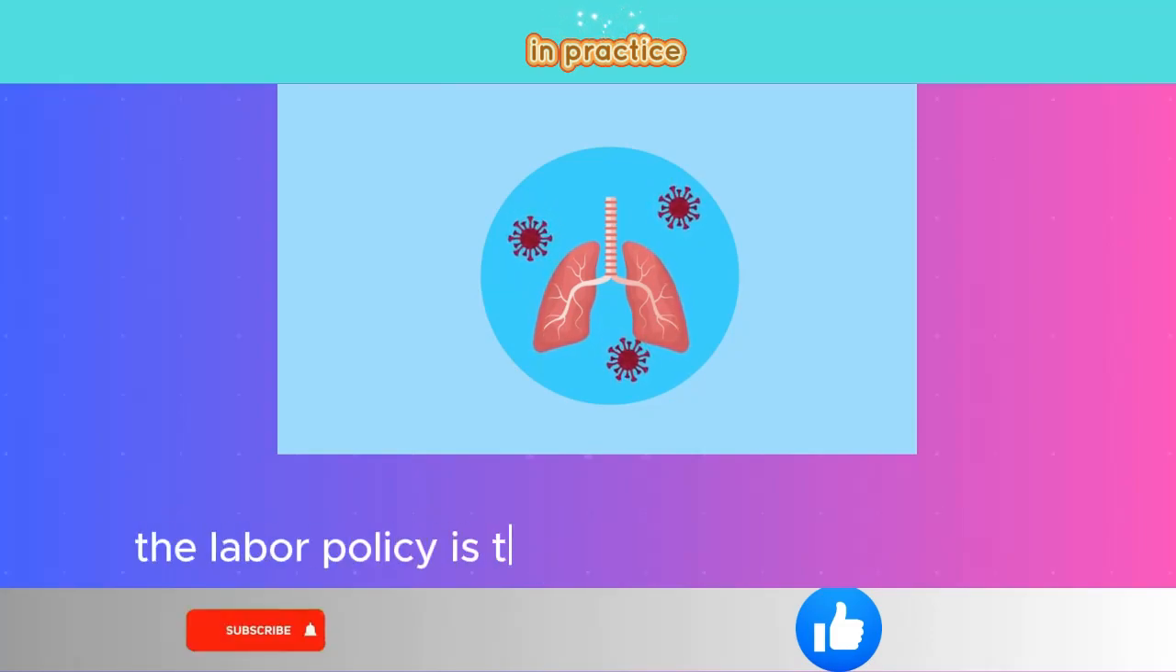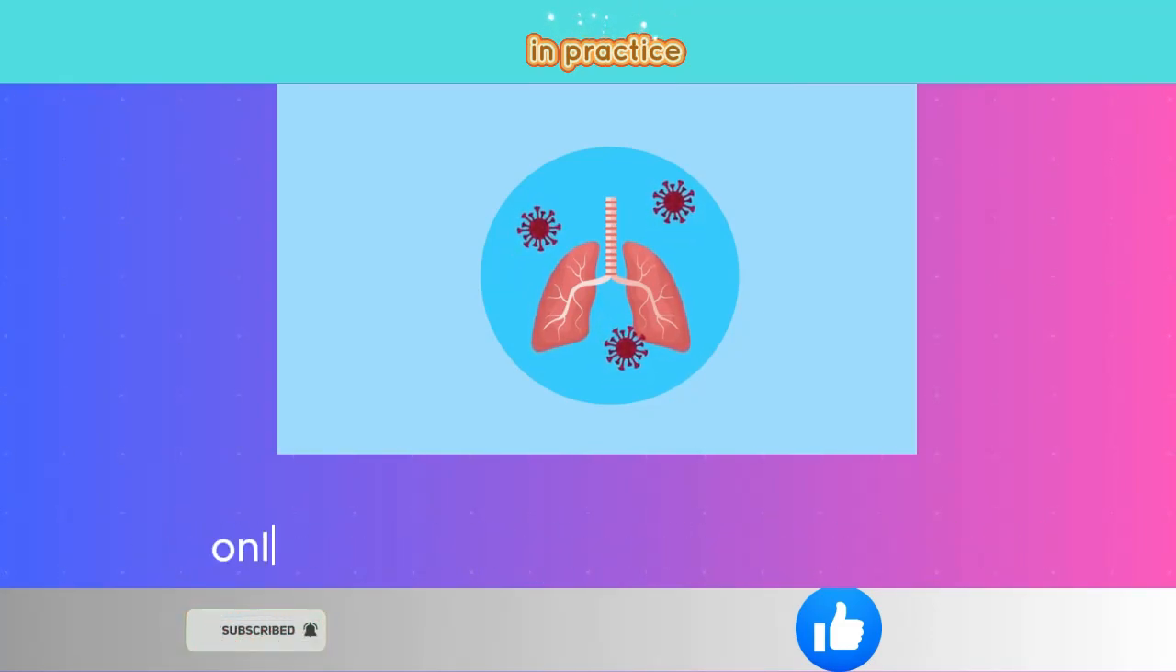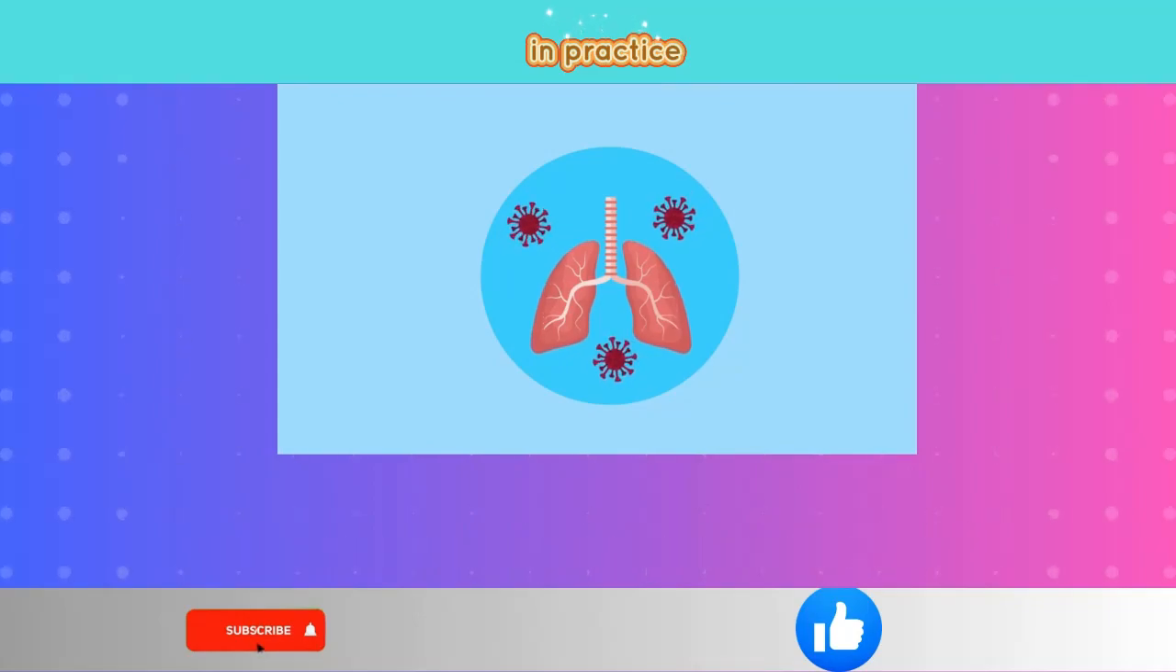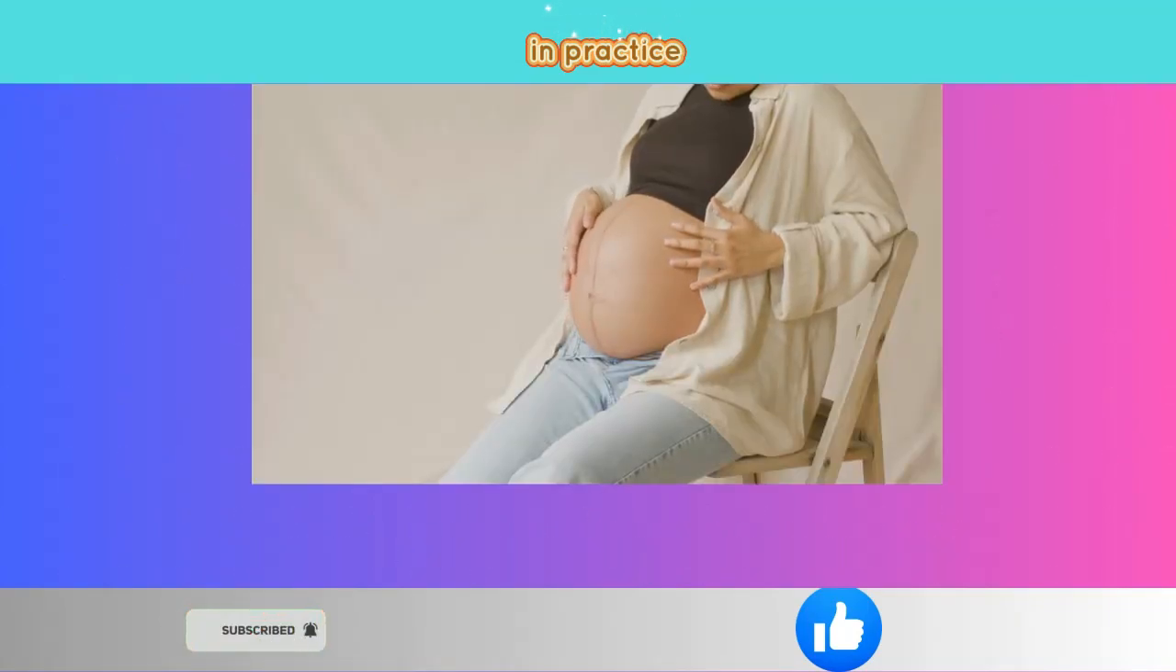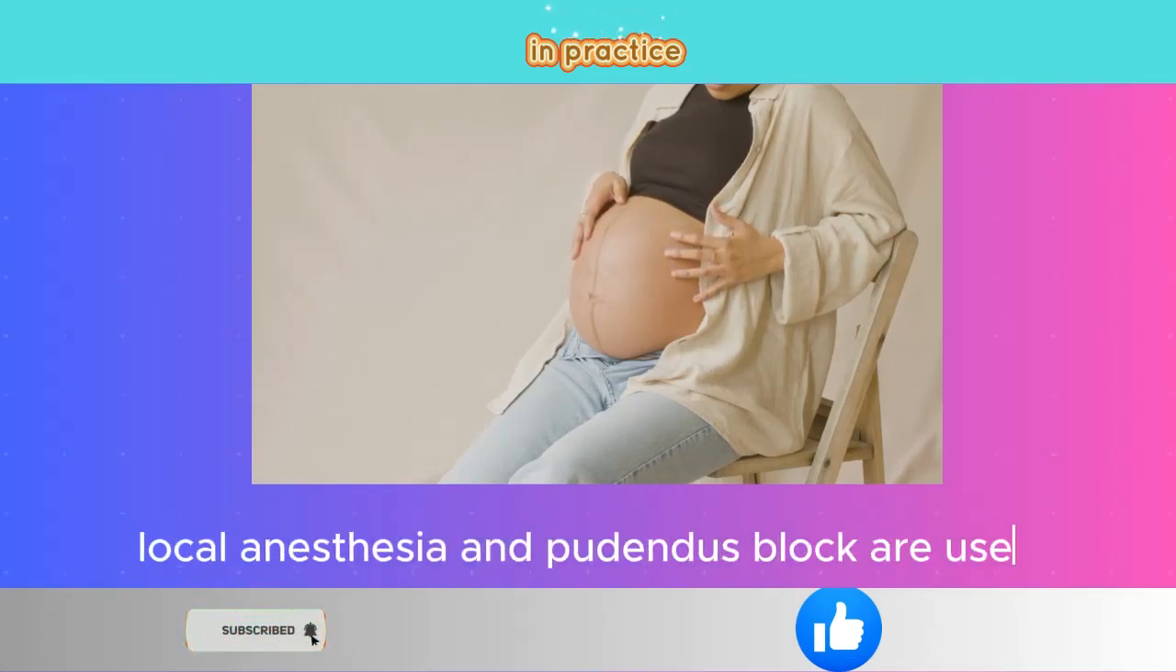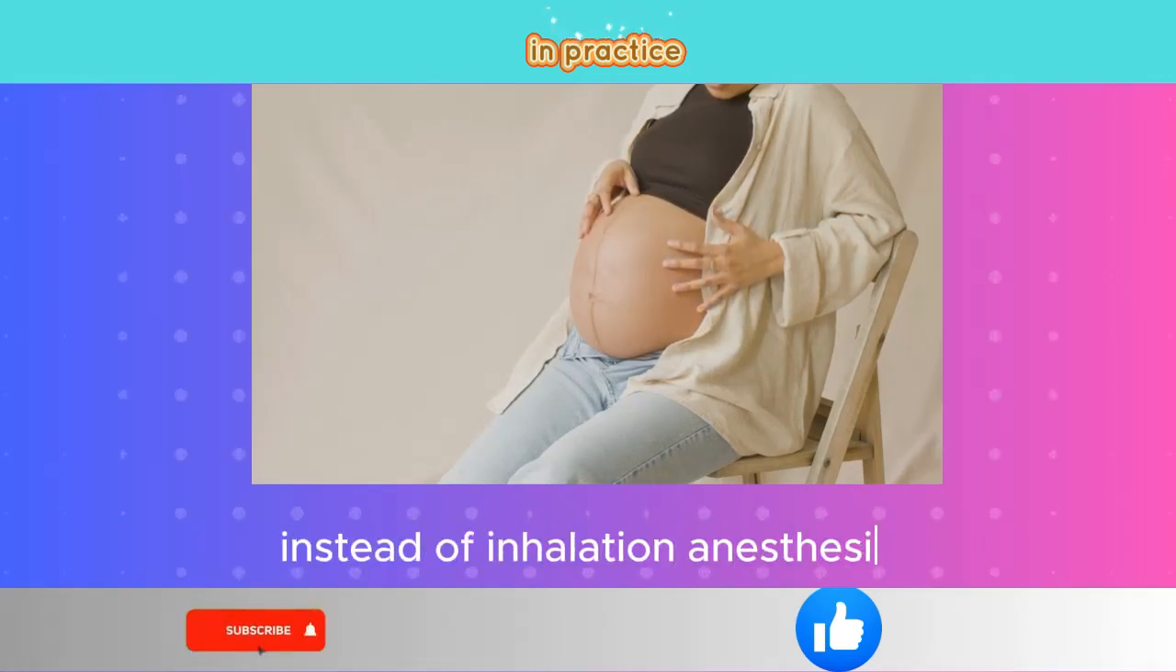The labor policy is the same as normal delivery. Only forceps are used to assist in labor. If the child is large, sectio is performed without straining. Local anesthesia and pudendal block are used instead of inhalation anesthesia.